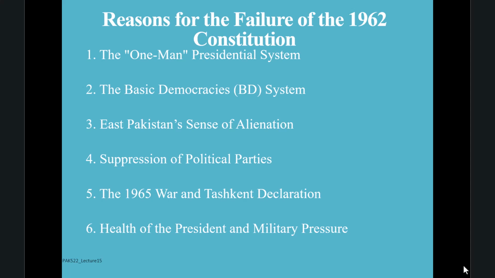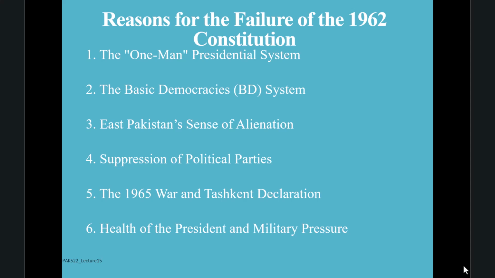The 1965 War and Tashkent Declaration. War with India weakened the economy and the government's image. The subsequent Tashkent Declaration was viewed by many, including Zulfikar Ali Bhutto, as a diplomatic surrender. This sparked the massive student and labor protests that Ayub Khan could not control.